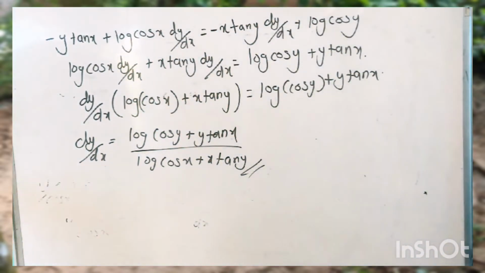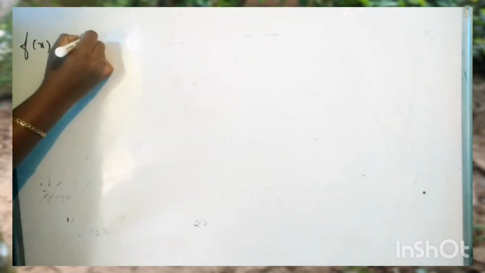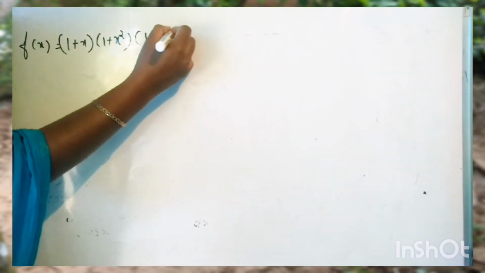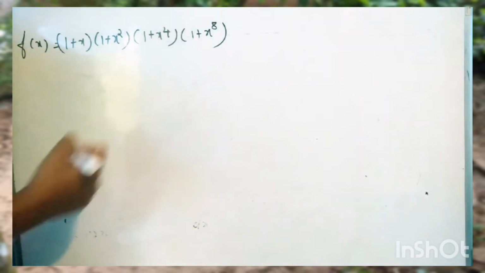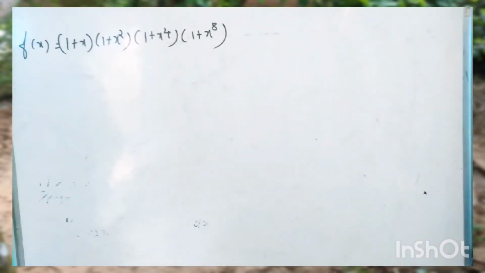16th question. Find the derivative of the function given by f of x is equal to (1 plus x) into (1 plus x square) into (1 plus x raised to 4) into (1 plus x raised to 8). This is our f of x. We need to find the derivative. First we need to find the derivative of this f of x.